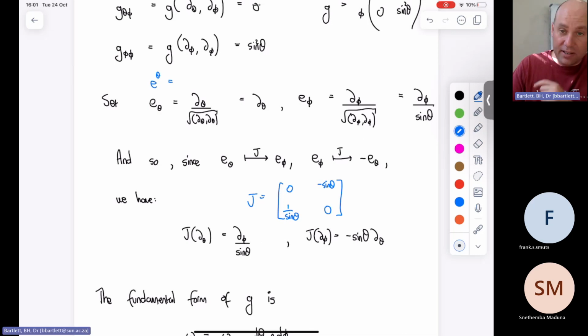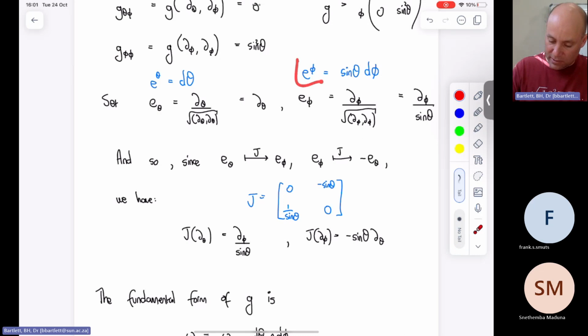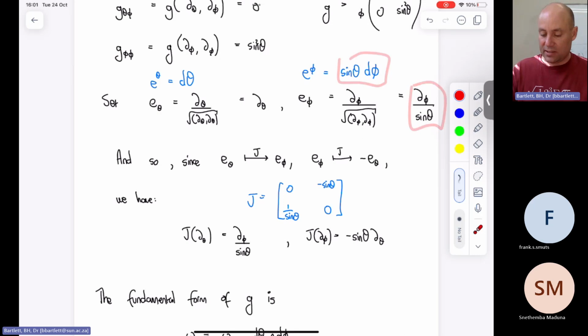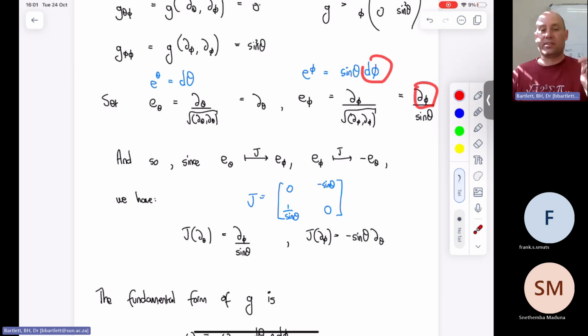So in other words, E theta is equal to d theta, and E phi would be equal to sine theta d phi. Because this guy, when evaluated on this guy, must give me 1. That's why I need this guy to eat up this guy to be 1. Because this guy eats up this guy to be 1, you see?